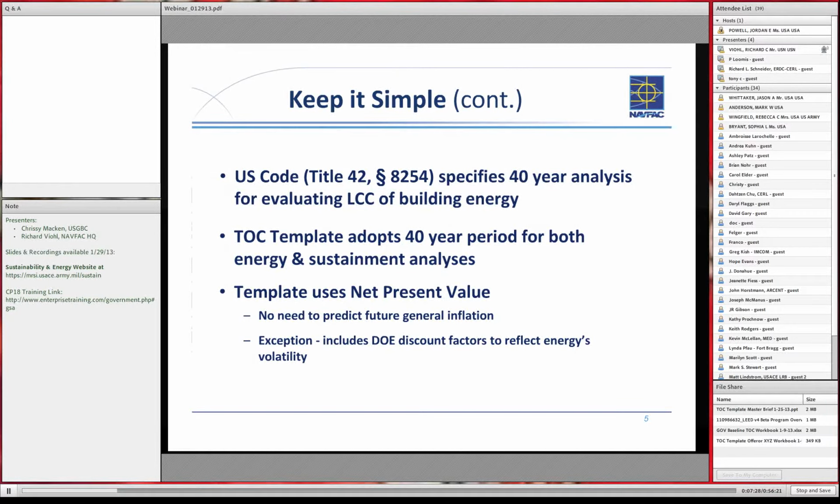And we're using net present value. We're trying to get out of having to predict future inflation and bringing everything back to the current cost. It's one of the two standard ways to approach a life cycle cost analysis calculation, and so we chose that one.